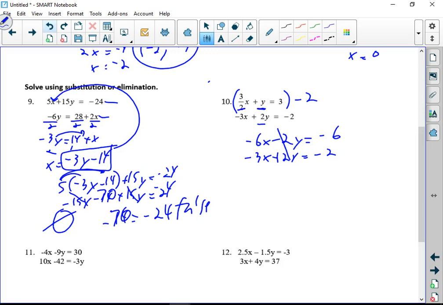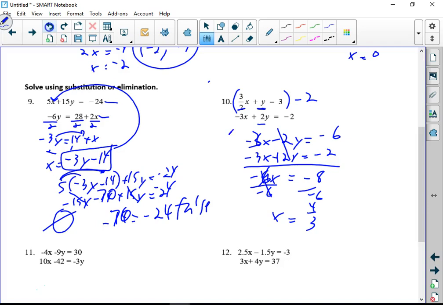My y's cancel. I end up with negative 9x equals negative 8. Nope, that's not negative 6x, that's negative 3x. All right? That makes that 6. I knew we did something wrong. That's what I got. Negative 6, divide here. X is 4/3. Now, just because it's a fraction does not mean you have to go back and redo elimination for the other variable.